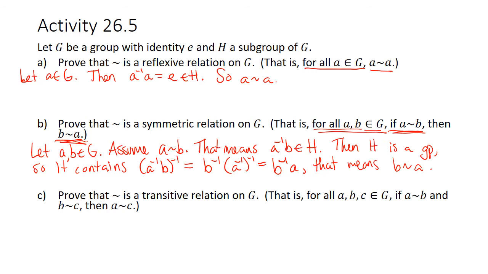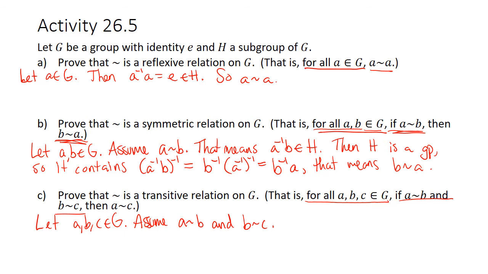Okay, the last one, prove that tilde is a transitive relation on G. That is, for all A, B, C in G, if A is related to B and B is related to C, then A is related to C. First of all, I'll translate the for all statement there into a let. So let A, B, C be elements of G. And now I'm doing an if-then statement, so I'm going to assume that the if part is true. So I'm going to assume A is related to B and B is related to C. And now I'm going to try to show the then part.